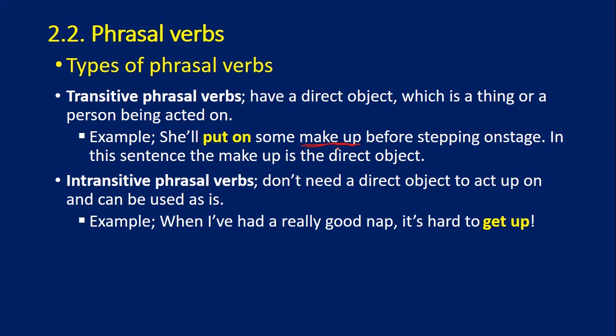Even after a really good sleep, it's hard for me to get up, I don't want to get up, kind of. So "get up" doesn't invite the question "get up what?". If someone says "get up", unlike, for example, a transitive verb: if someone comes and says "put on", you're going to ask "put on what?". But if someone says "get up", that's it, you get up. So it doesn't follow with a "what" question, which means we don't need a direct object. So this is an intransitive phrasal verb.